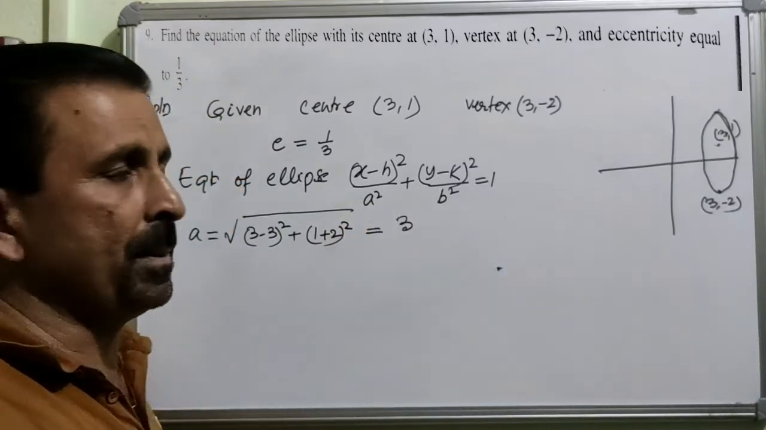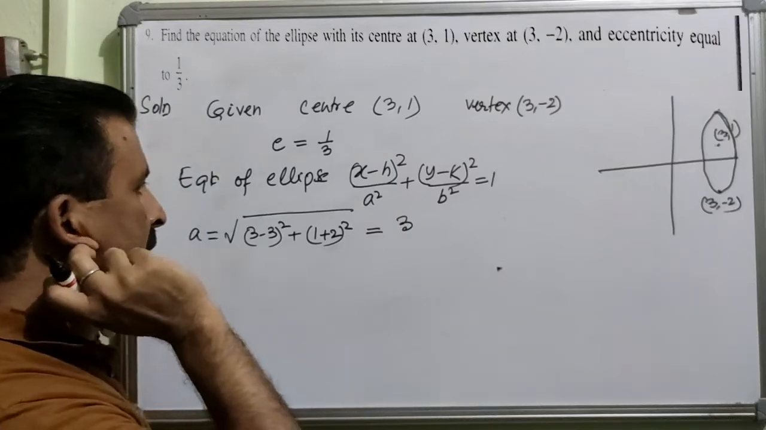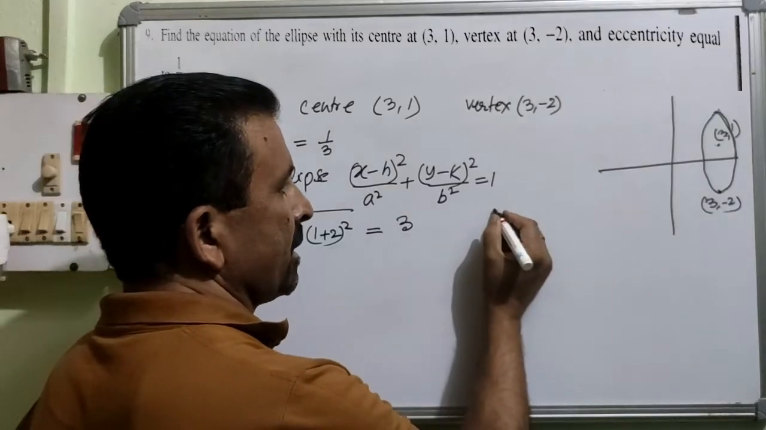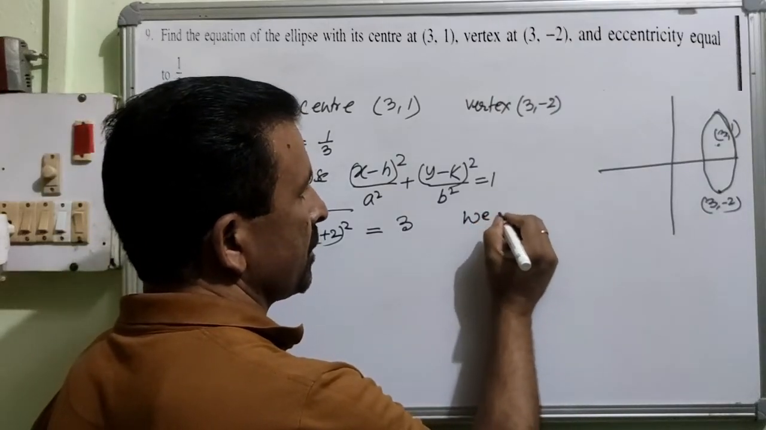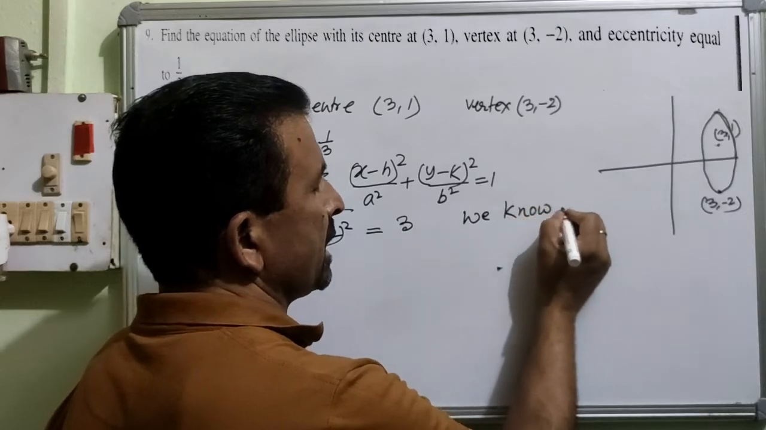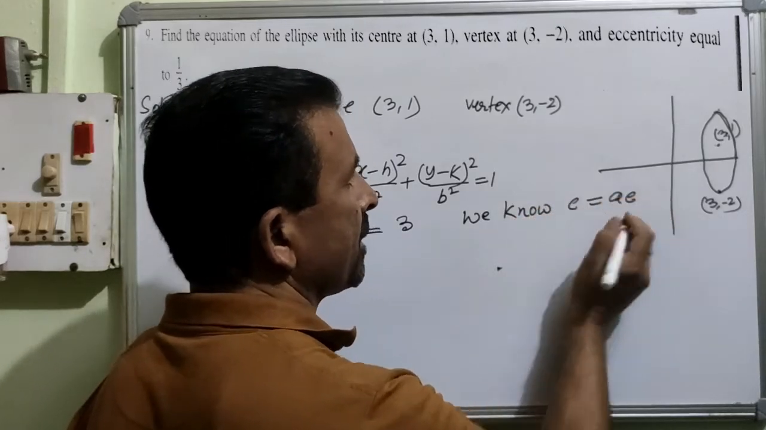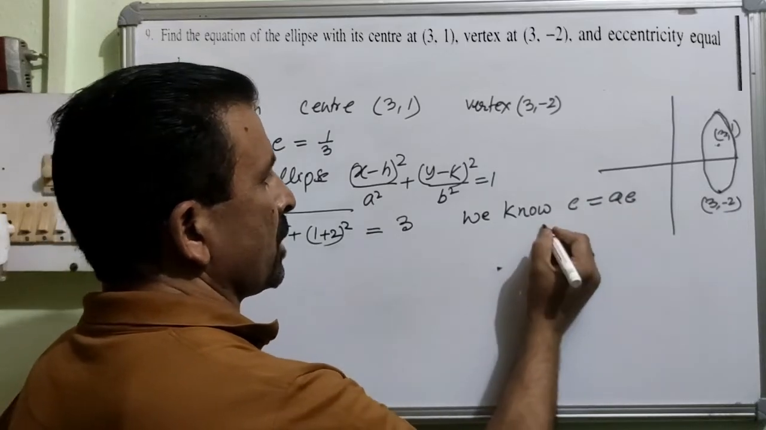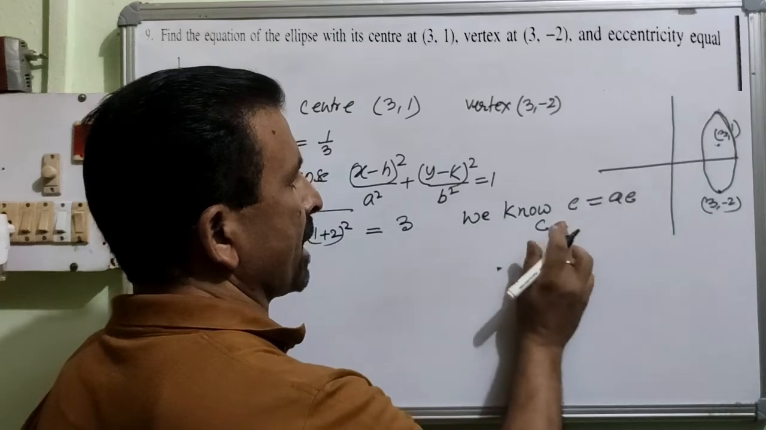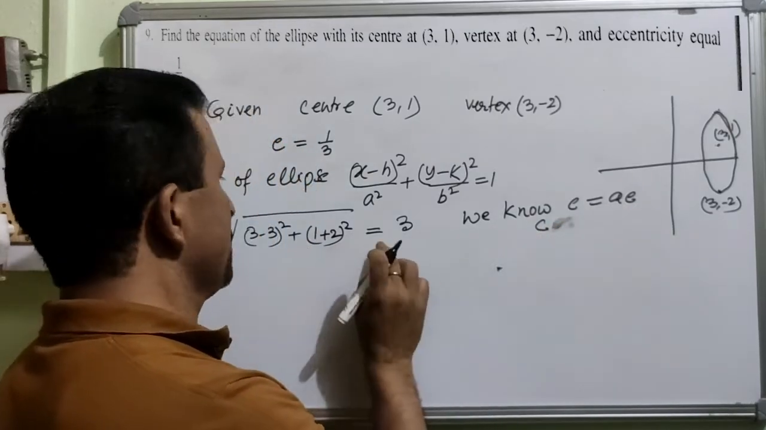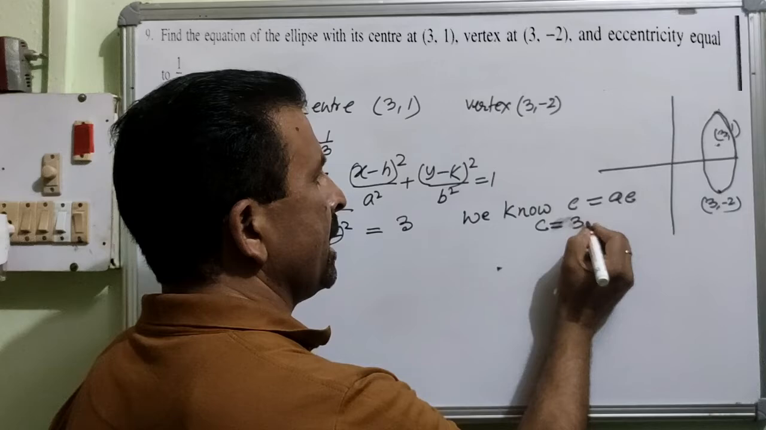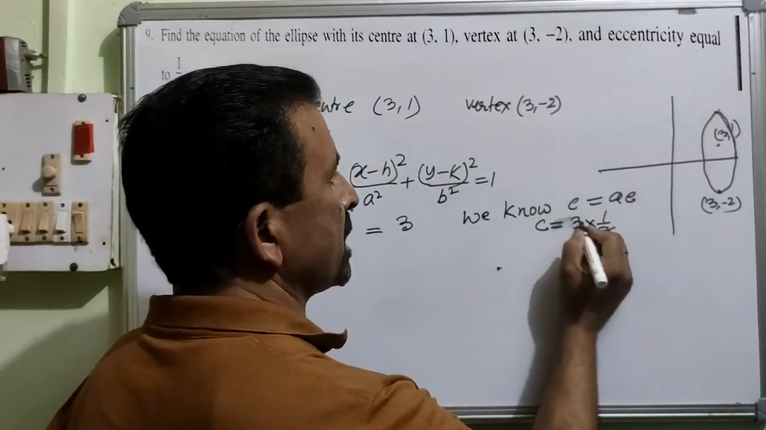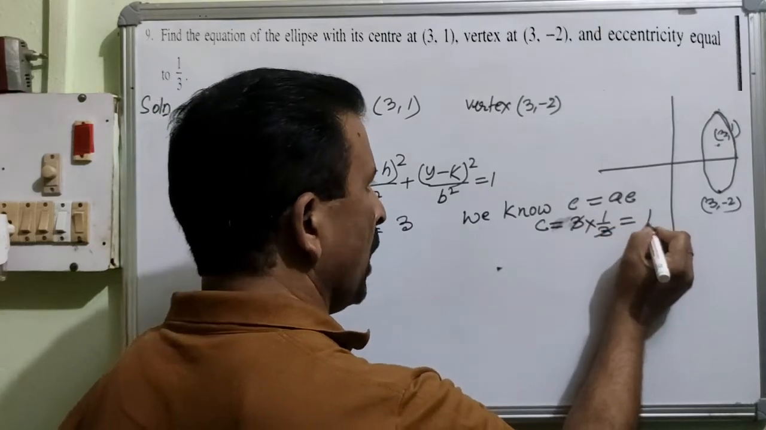Now what we need is the value of b. So what we can do is use some of the information that we already have, right? I will write here, we know c is equal to ae, right? c is equal to ae. Now you can calculate the value of c. Your a we have calculated right now is equal to 3, and e is given, eccentricity as 1 over 3. So this 3 is cancelled. The value of your c is 1, right?